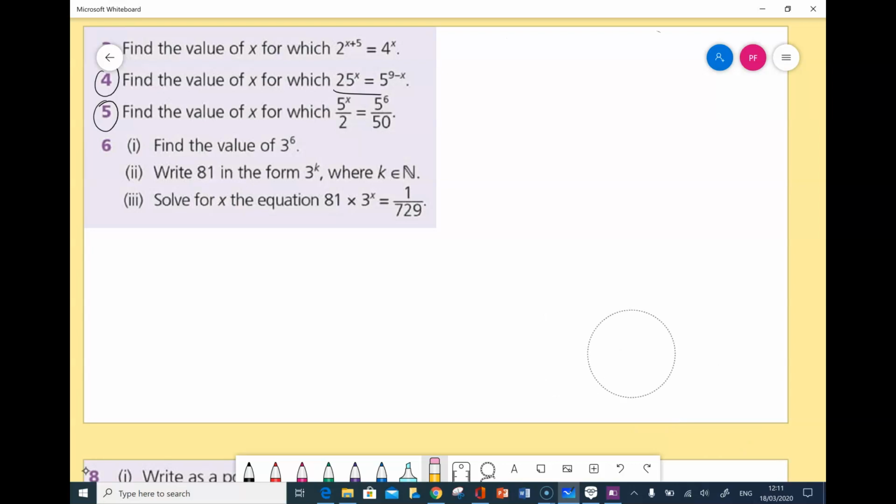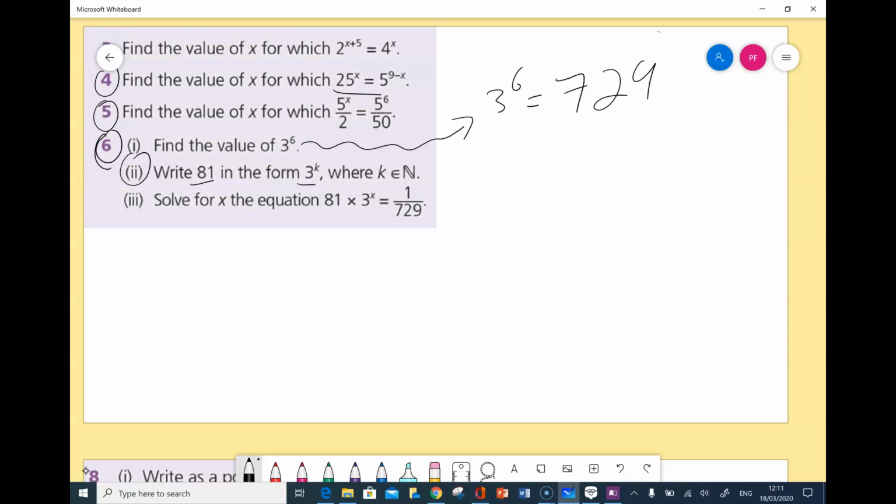Question 6. Find the value of 3 to the power of 6. Into my calculator, 3 to the power of 6 equals 729. That was easy. Part 2: write 81 in the form 3 to the power of k. Well, 81 is 3 to the power of something. 3 squared is 9, and 3 cubed is 27, and 3 to the power of 4 is 81. So 3 to the power of 4. k has to be an element of n, the natural numbers, which it is. Perfect. Part 2, done.